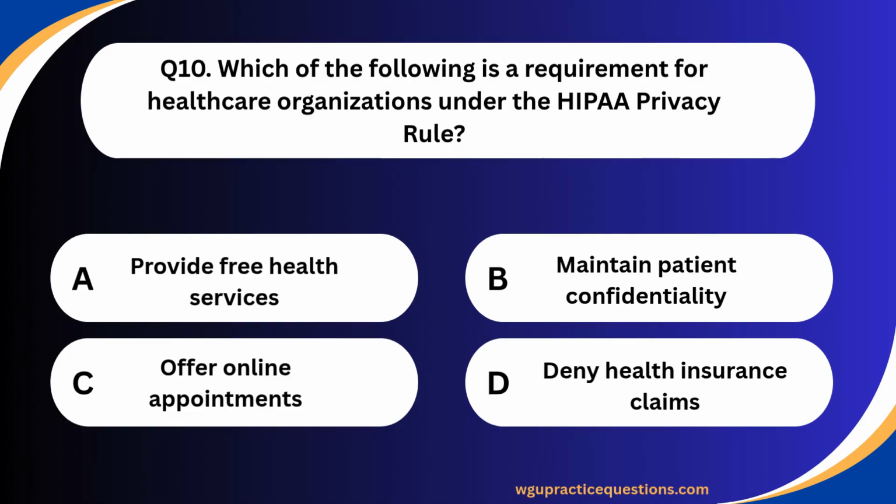Question 10. Which of the following is a requirement for healthcare organizations under the HIPAA privacy rule? A. Provide free health services. B. Maintain patient confidentiality. C. Offer online appointments. D. Deny health insurance claims. Which one is the correct answer?